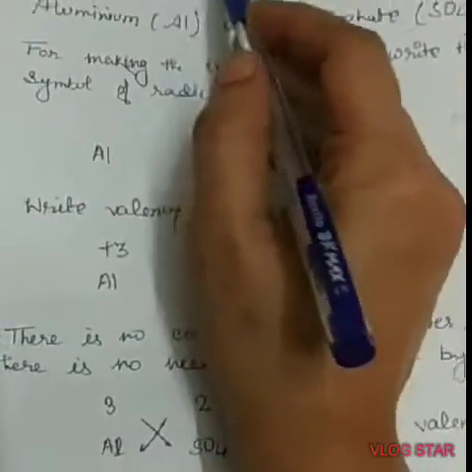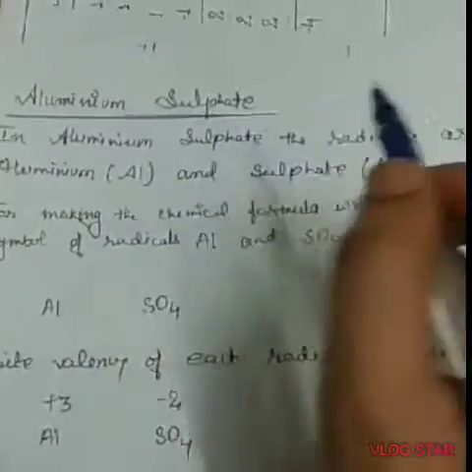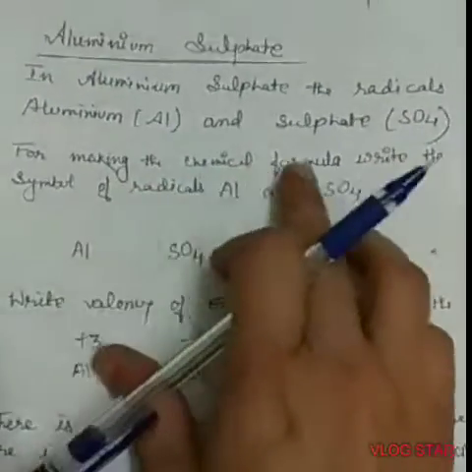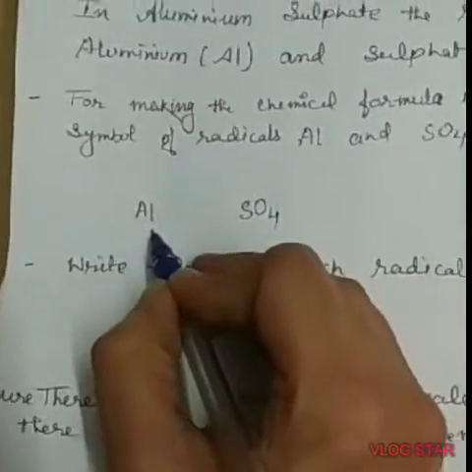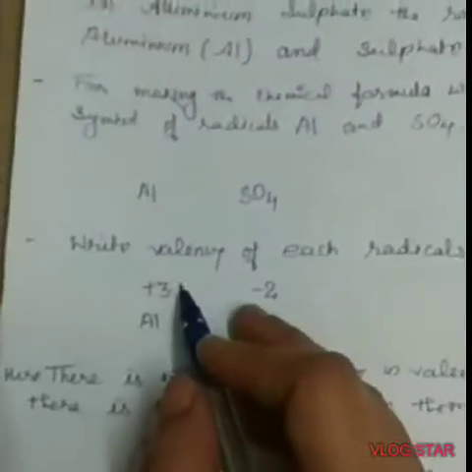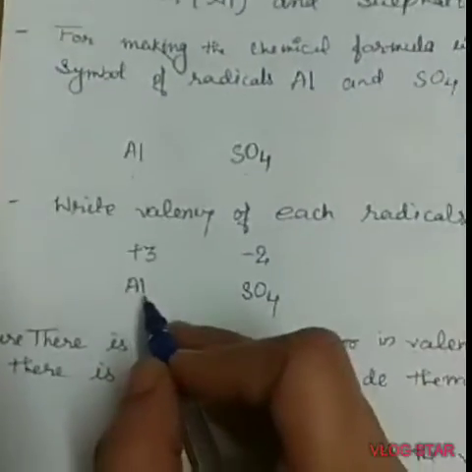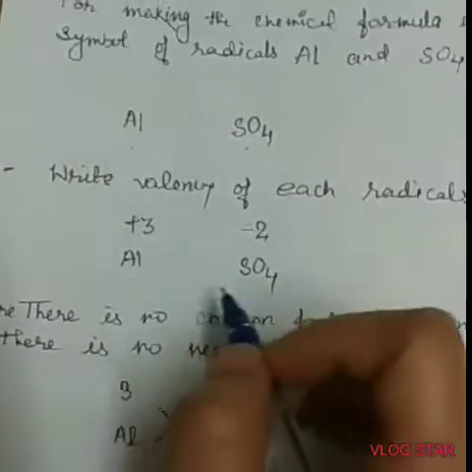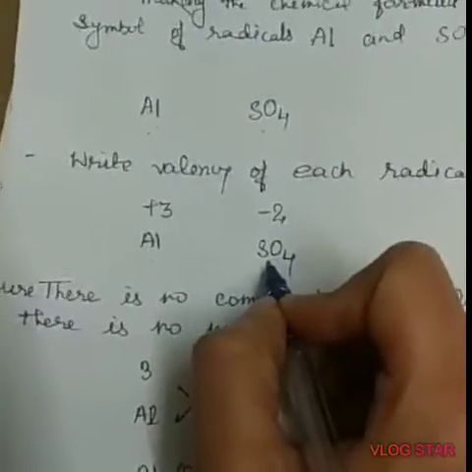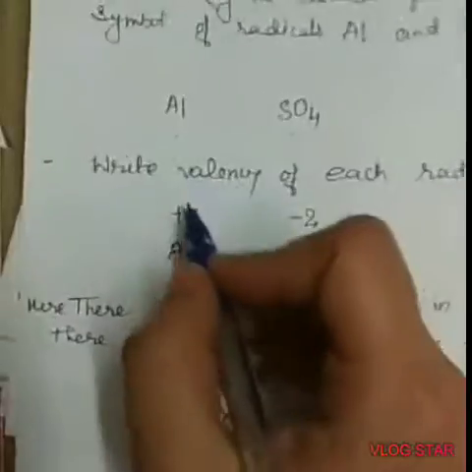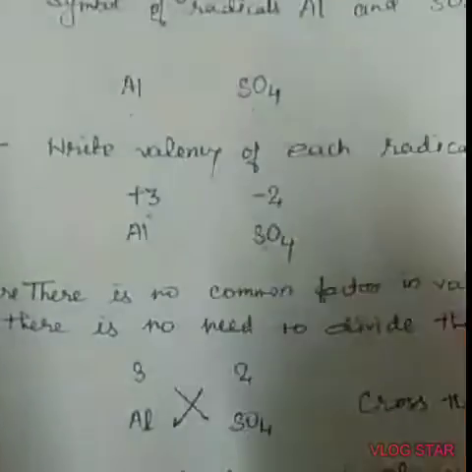The next chemical formula is aluminium sulfate. In aluminium sulfate, the radicals are aluminium and sulfate. For making the chemical formula, firstly write the symbols. For aluminium, the symbol is Al, and for sulfate, the symbol is SO4. Now write the valency of each radical. The valency of aluminium is +3 and of sulfate is -2. Next rule, let's check if there is any common factor, but here you can see there is no common factor, so no need to divide.